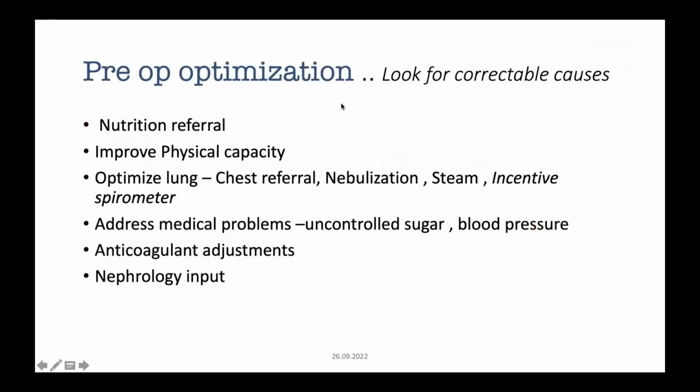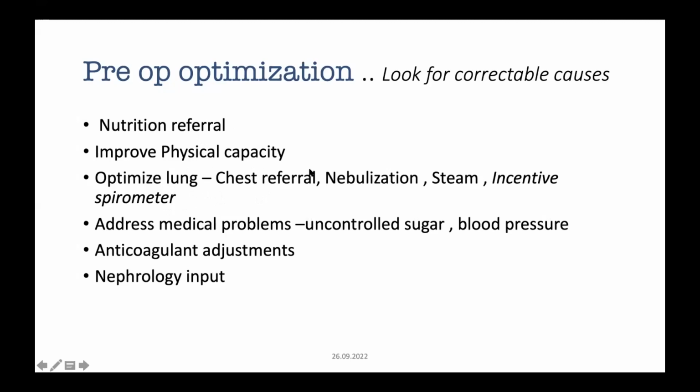So how can we optimize our patients? Now we have done the scorings and we have identified the correctable causes. So nutrition referrals. We have a nutritionist in our hospital, an acting consultant, and she's very helpful. We can do the nutrition referrals beforehand and get the muscle mass corrected, correct the sarcopenia, and improve the physical capacity with our physiotherapy team. They are really helpful. They do accept early referrals for physical rehabilitation with exercising and breathing exercises. So all these advices are given and patients can be discharged home and we can get them back after a couple of weeks.